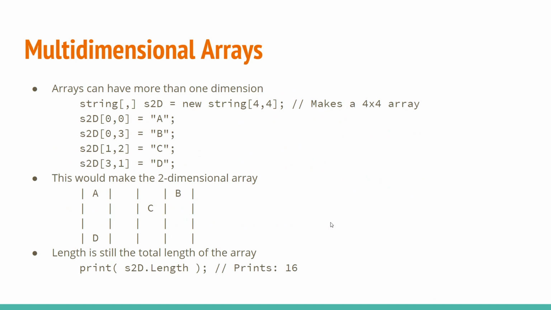One of the nice things about arrays is that by default you have multi-dimensional support. Arrays can have more than one dimension. So imagine you had a 2D array of strings that was 4 by 4. Then you could refer to element 0,0 as A, 0,3 as B, 1,2 as C, and populate this 4 by 4 matrix of elements, with lots of blank ones in between. So it's nice for their multi-dimensionality that way.